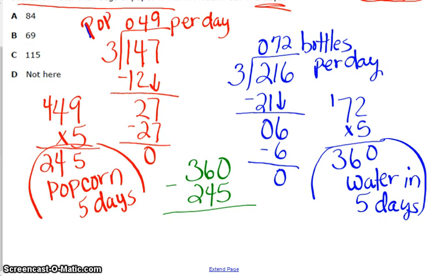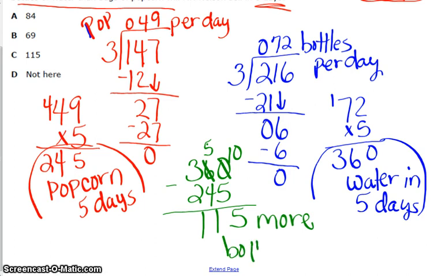I cannot take 5 from 0, so I'm going to make that a 10. Regroup my 6 to 5. 10 minus 5 is 5. 5 minus 4 is 1. 3 minus 2 is 1. So he's going to sell 115 more bottles of water. So this is the answer that I am going to look for in my answer choices, and it is right here at C. And so your answer is 115.